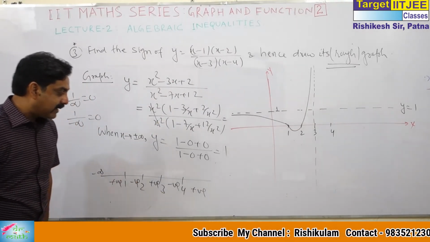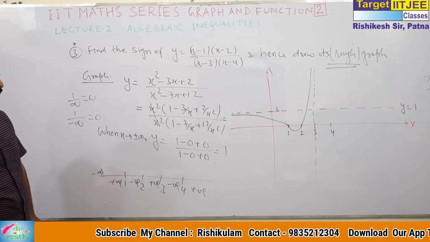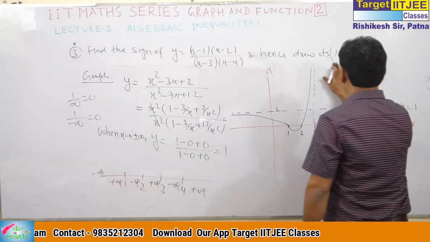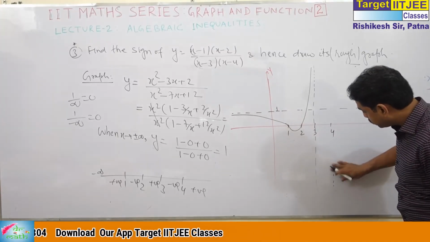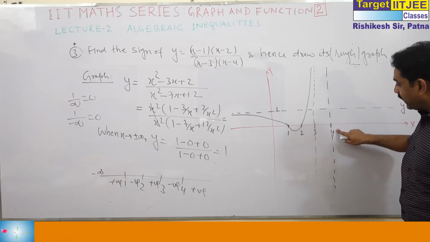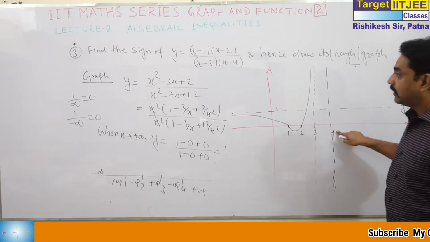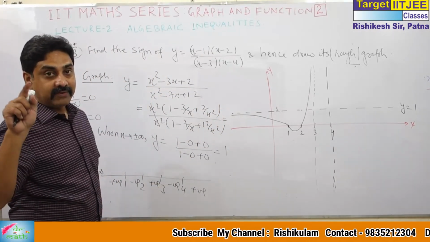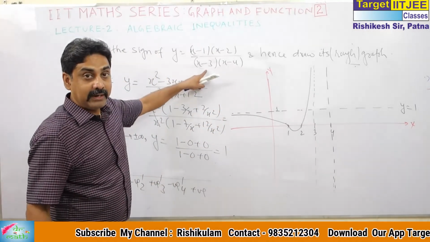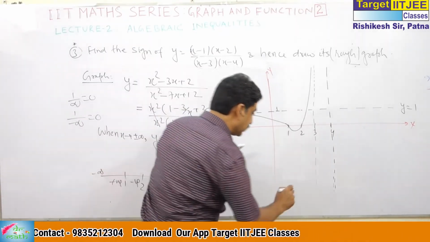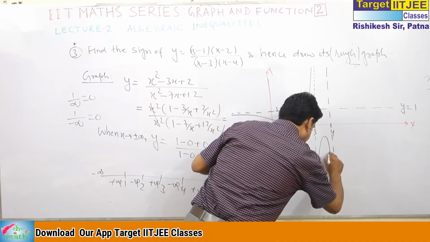What between 3 and 4? Between 3 and 4 this is negative. This is a very interesting case, the most interesting case. At 3 and 4 this is not defined. The point at which the graph is not defined goes to infinity. So this will be like this.